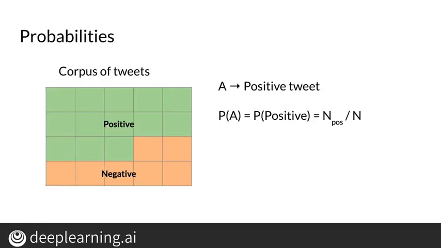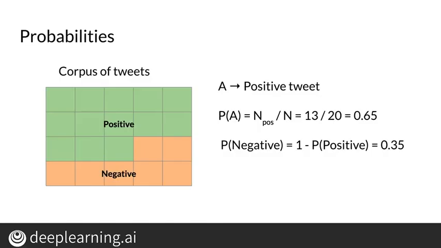One way to think about probabilities is by counting how frequently events occur. Suppose you define event A as a tweet being labeled positive, then the probability of event A, shown as P of A here, is calculated as the ratio between the count of positive tweets in the corpus divided by the total number of tweets in the corpus. In this example, that number comes out to 13 over 20, or 0.65. You could also express that value as a percentage, 65% positive.